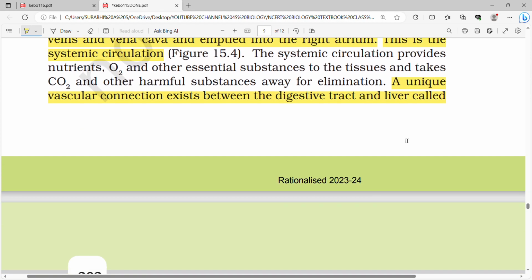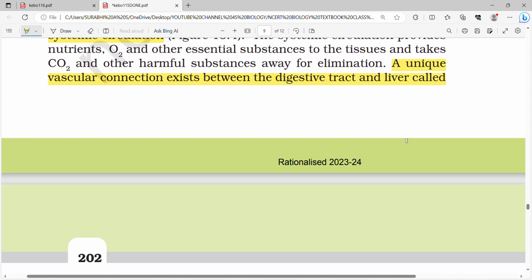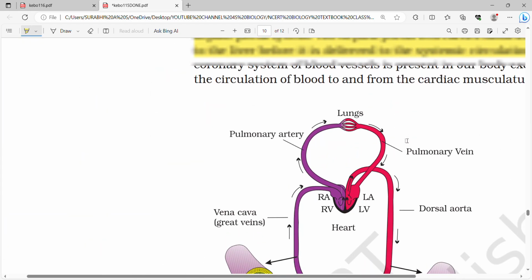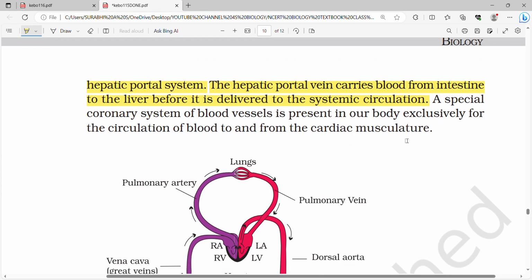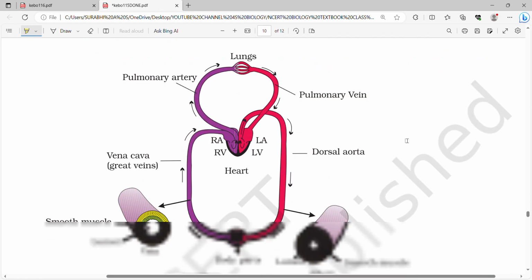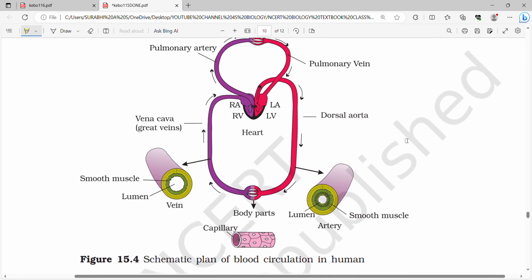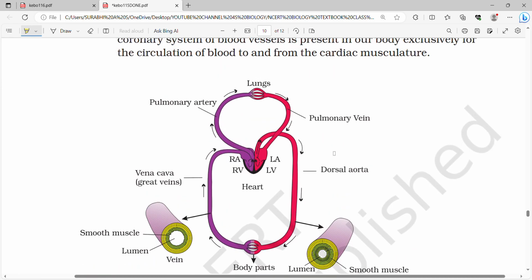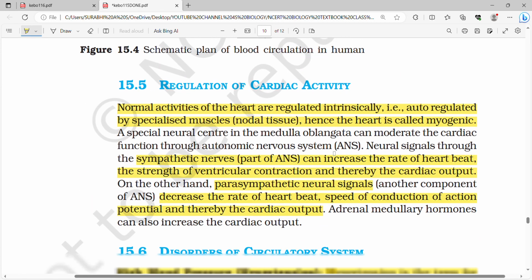A unique vascular connection exists between the digestive tract and liver, which is called the hepatic portal system. So the hepatic portal vein carries blood from the intestine to the liver before it is delivered to the systemic circulation. And this diagram is very much important. They may ask you to label this also. So please go through this diagram.